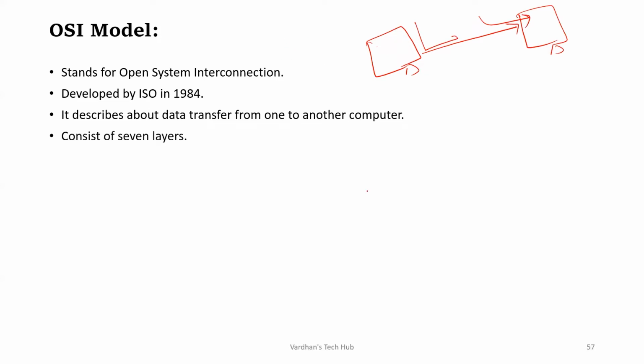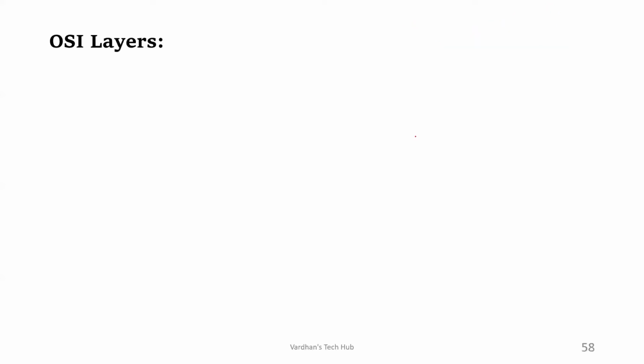This OSI model consists of 7 layers, from 1 to 7, and each layer performs some specific functionality. We'll discuss what those layers are and what functions they perform.